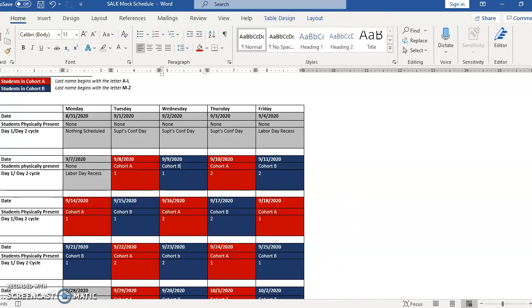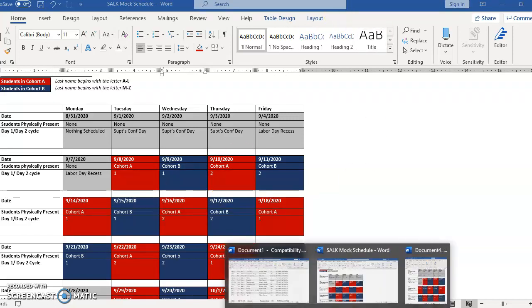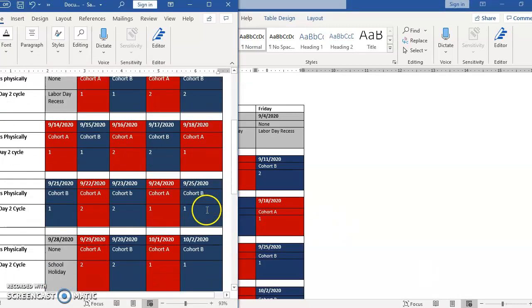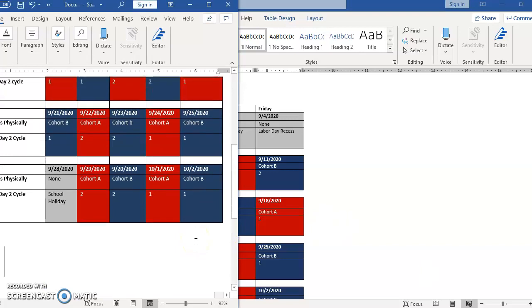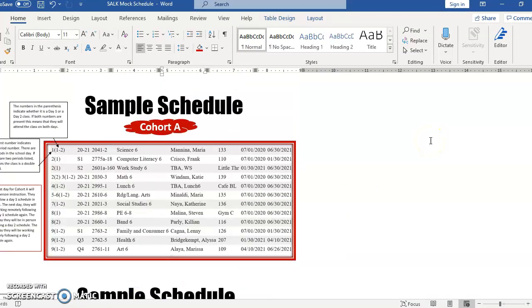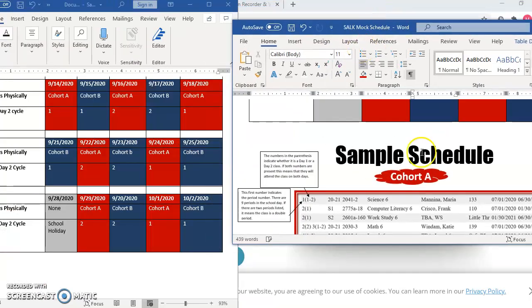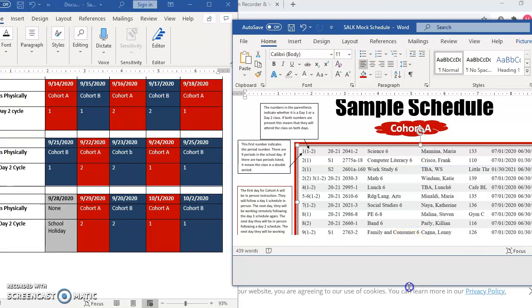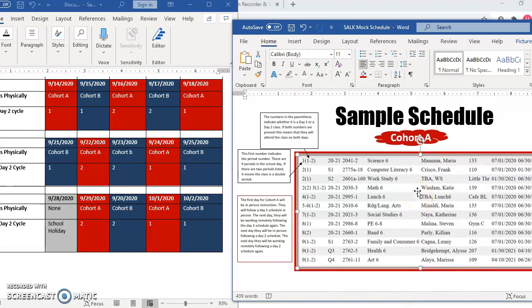Okay, let me pull up a sample schedule just so I can give you an idea of what the student schedule might look like. Okay, so let's say you're a student who's in cohort A, and this is your schedule.